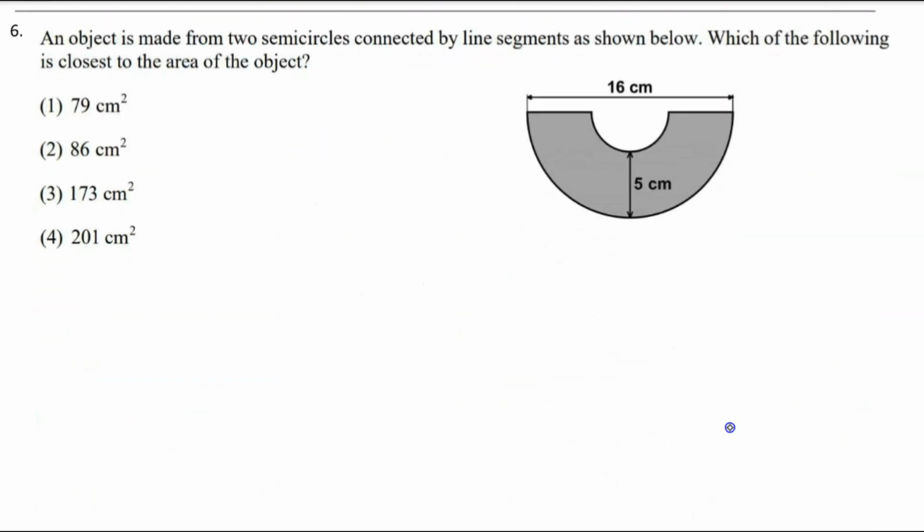For number 6, an object is made from 2 semicircles connected by the line segment shown below. Which of the following is the closest to the area of the object? Well, it looks like there's 2 semicircles here. There's this one in the middle that's taken out, and there's the full one. Let me highlight that in a different color. There's the full one altogether. So the strategy is we are going to find the area of the big semicircle, and we're going to subtract away the area of the small semicircle.